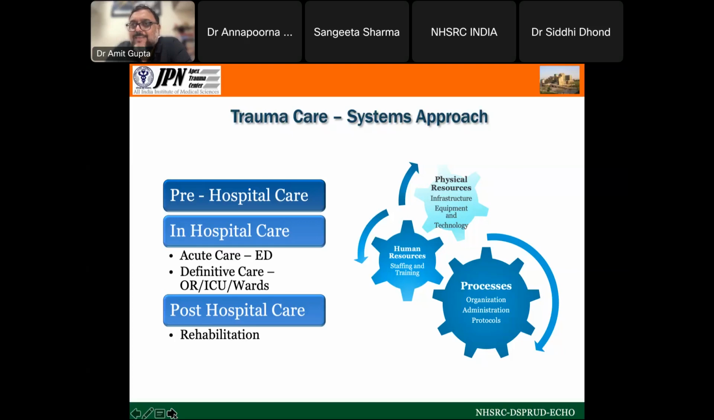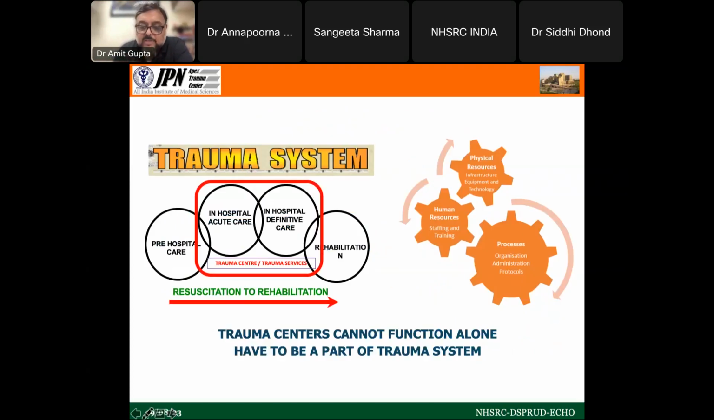But whenever we see or critically analyze a system, we should do it in terms of physical resources, human resources, and the processes of care. Now, the physical resources and the human resources are certainly not in the hands of the doctors who are working there. Maybe when they become policymakers or when they become administrators, they can affect that. But generally, the processes of care or the processes of treatment are the ones which are in the hands of the healthcare professionals, and therefore, we should do our best to improve the processes of care in an injured victim within our hospital. Now, the system again says that it is from resuscitation to rehabilitation, right?